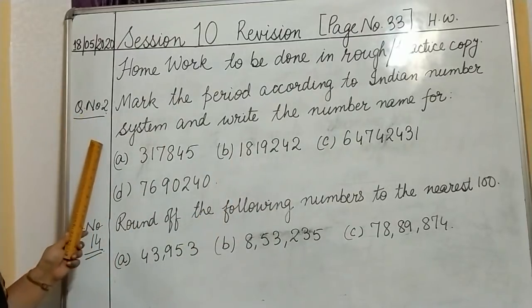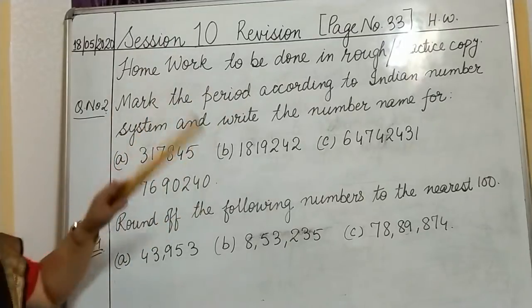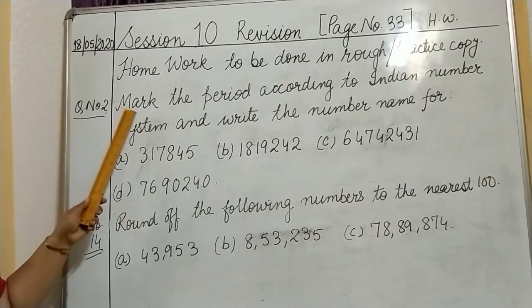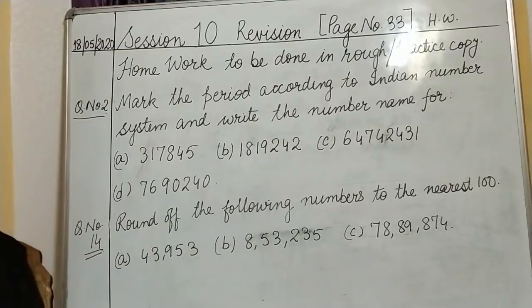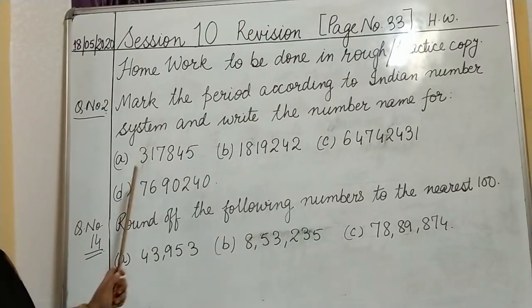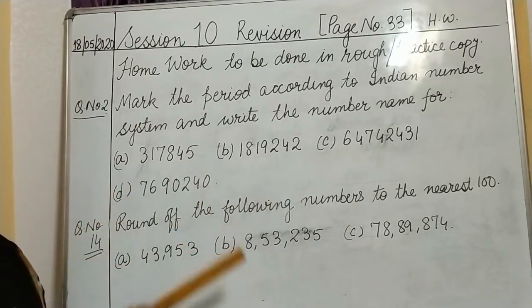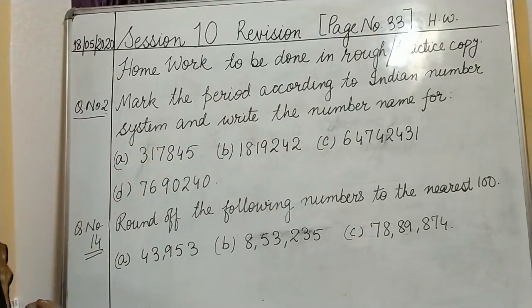Question number 2. If you open your revision exercise, which is given on page number 33, you will find question number 2. The question given is, mark the period according to the Indian number system and write the number name for. Already we have done exercises based on that. I have just given these 4 sub questions which you have to do. The pattern is Indian number system, and you have to write down the number name.